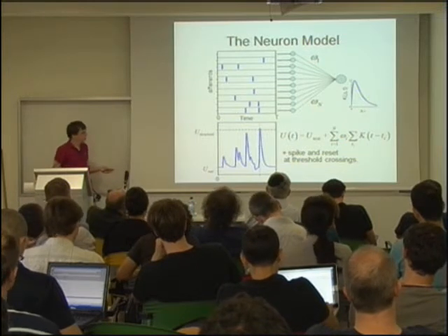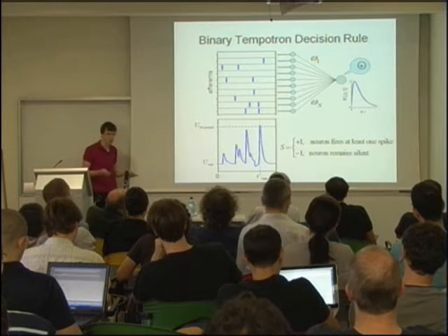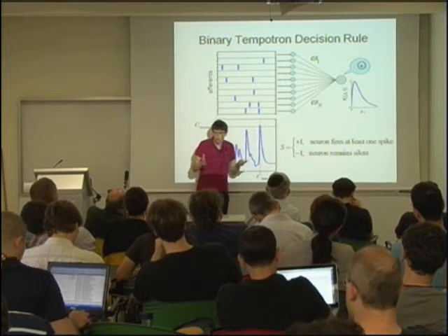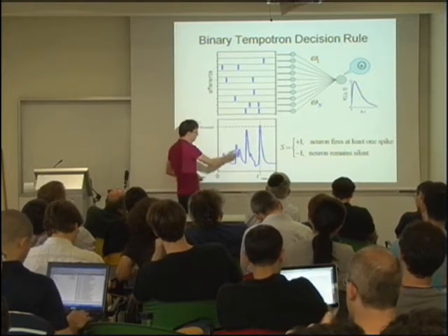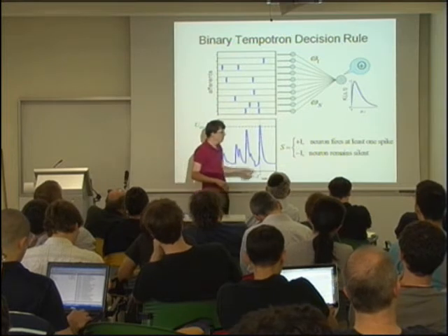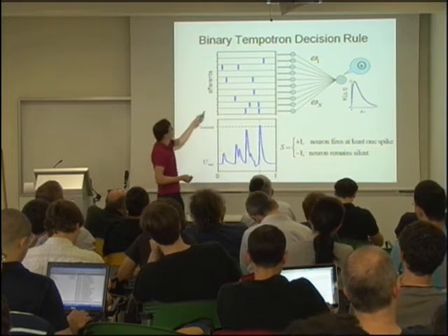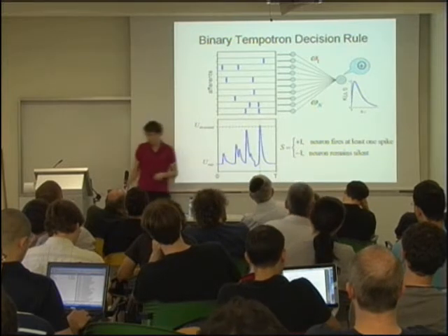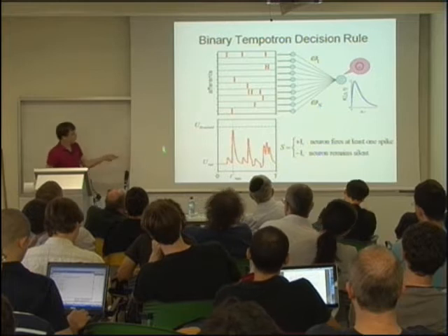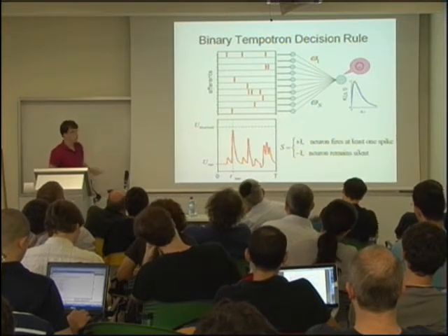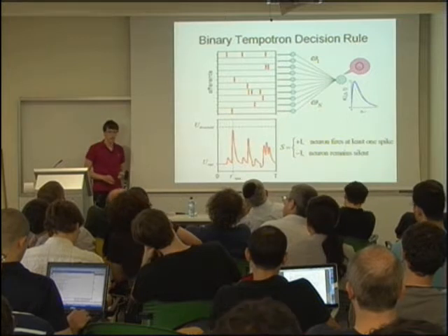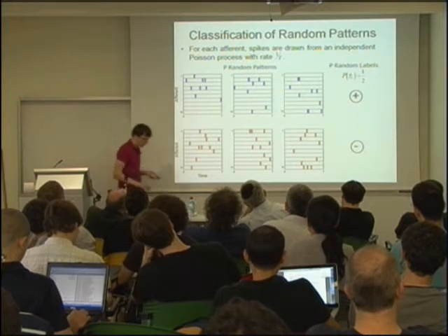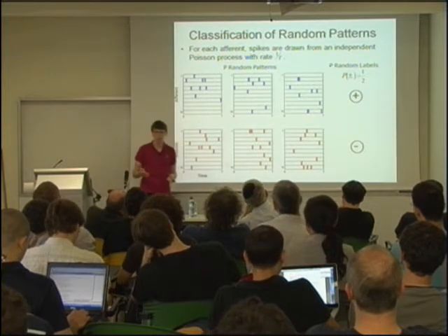What do we take as the output of the neuron? We take a binary decision rule. The decision of the temporal model is +1 if the neuron spiked at any time from time 0 to t, and -1 if it stays quiet. Here is an example of a plus pattern, because the voltage crosses the threshold. And this is an example of a minus pattern, because the voltage stays below threshold throughout the presentation time.